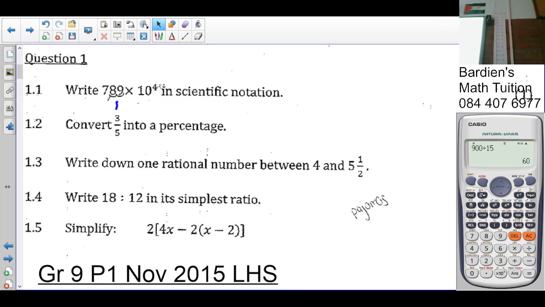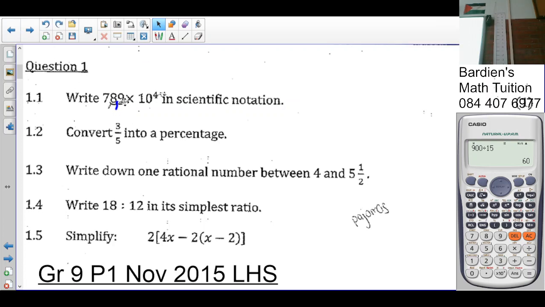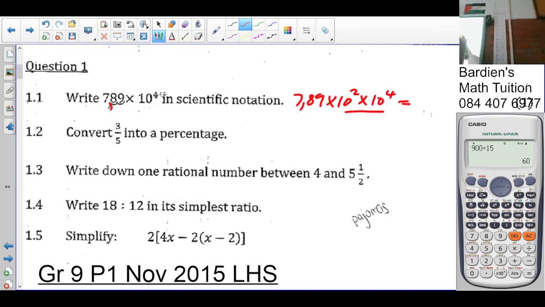Okay, sorry. Whoever the learner is who used this paper, it looked to me, but actually they're counting from there. Yeah, that's right. So it's going to be moving 2 units over, not so? So that's going to give you 7,89 times 10 squared times 10 to the 4. Not so? Now these are equal bases, not like terms. So 7,89 times 10 to the power 6.